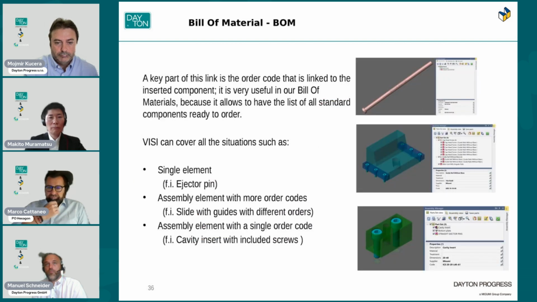The bill of material is a fundamental part in VISI, and we are able to cover all situations. I mean, a single element, as for the ejector pin, or an assembly element with more order codes, for instance a slide with the screw or dowel pins, with different order codes, but also an assembly with a single order code, as with this element, a cavity insert with the screw, which has a single order code.